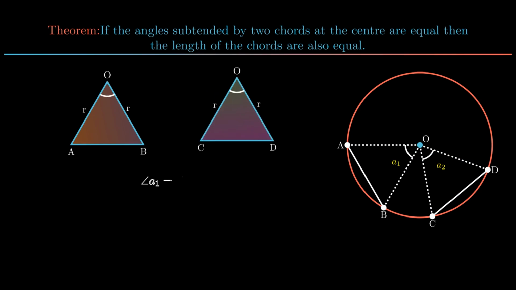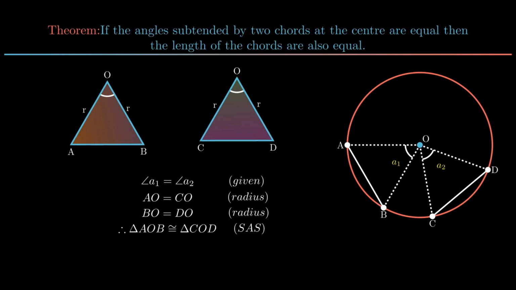As central angle A1 is equal to central angle A2, side AO is equal to side CO, which are the radii of the circle. Similarly, side BO is equal to DO, which are also the radii and thus are equal. By SAS rule, triangle AOB is congruent to triangle COD.